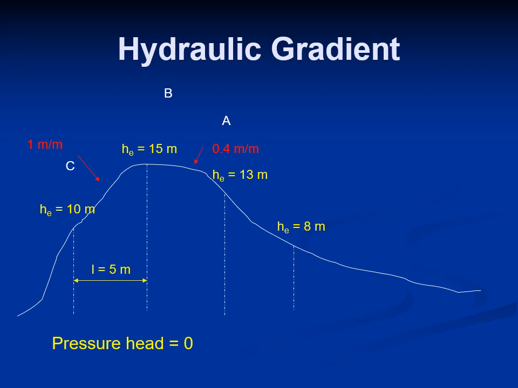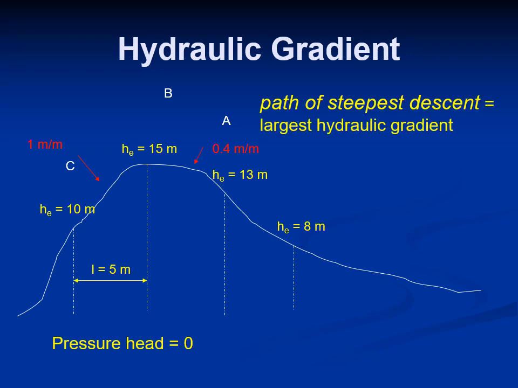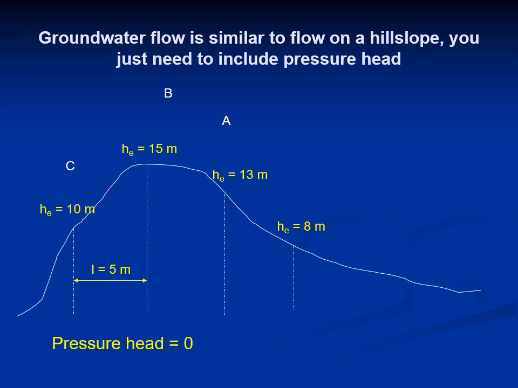So how does this help us determine flow direction? We assume that the water will follow the path of steepest descent. That is, it will go in the direction of the highest hydraulic gradient, flowing from point B to point C. This example was set up for flow on a hillside, but groundwater flow is the same. We just need to remember to add in the pressure head and determine hydraulic gradients based on total hydraulic head, which is elevation head plus pressure head, not elevation head alone.